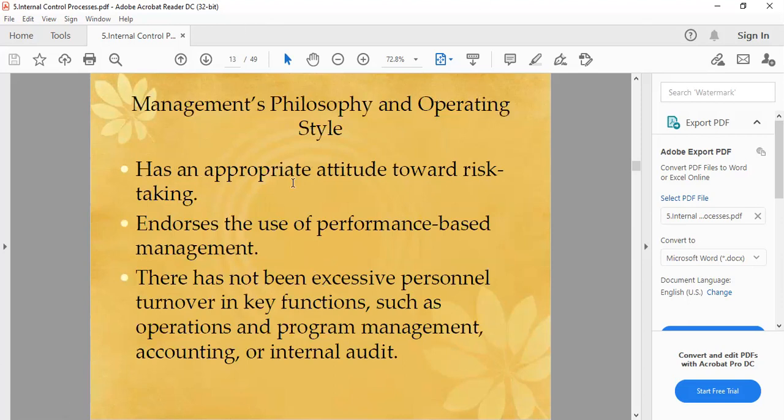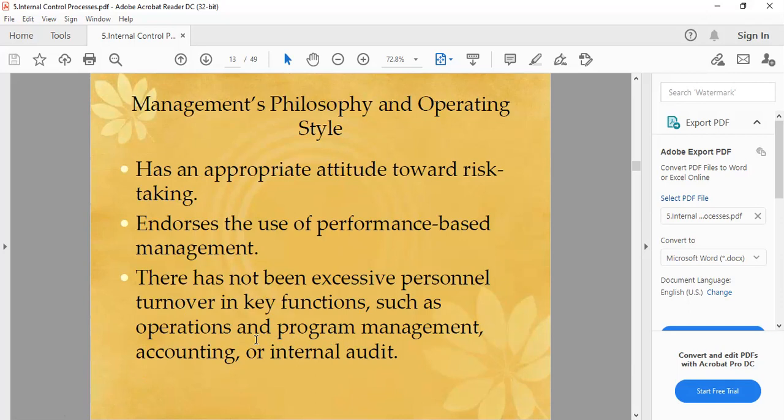For philosophy and operating style, we have an appropriate attitude toward risk taking. In business, again, risks are there. So what would be the attitude of the organization? Then in terms of assessing the performance of everybody, we have performance-based management, and there has not been excessive personnel turnover in key functions. So if there have been some dramatic changes with the personnel, that could be one question or area that we can actually look into. Why is it that we are changing our employees a lot of times, such as in operations and program management, accounting, or internal audit?